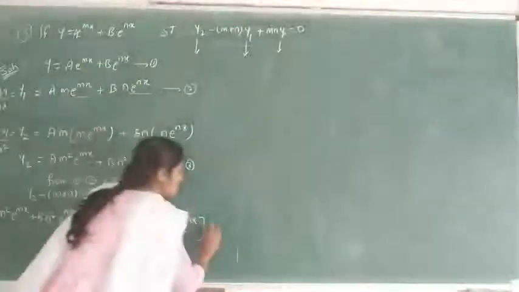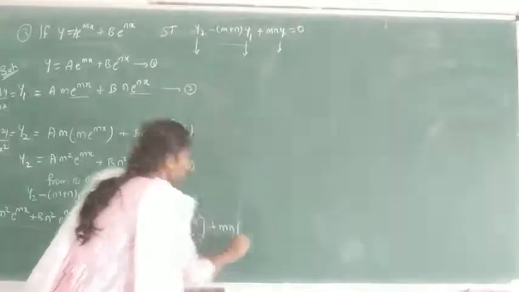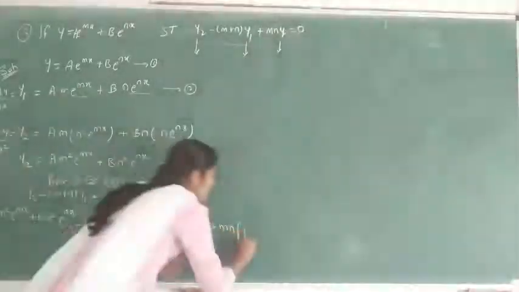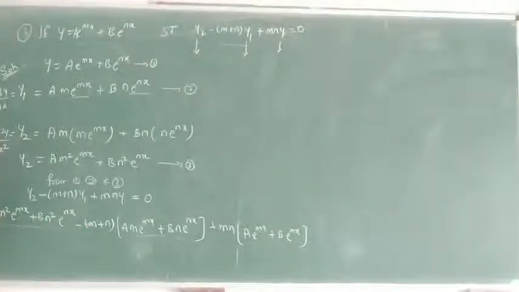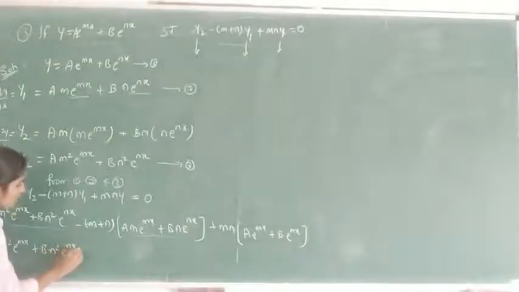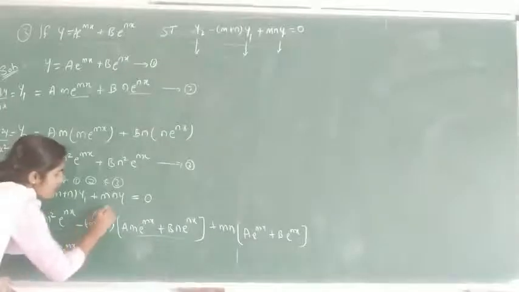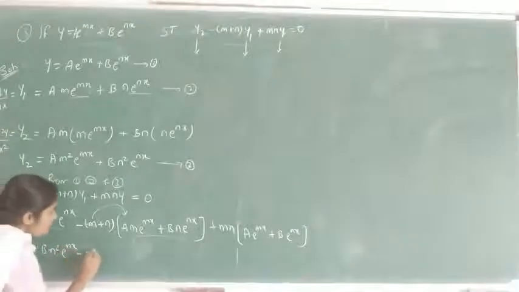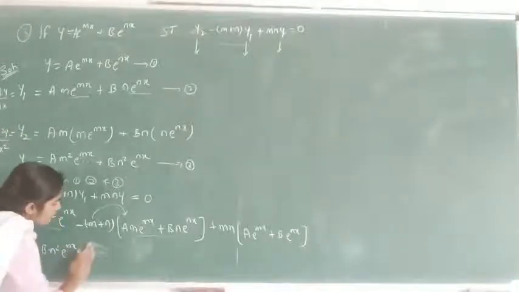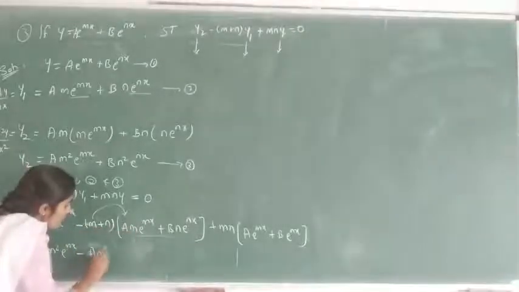So plus mn into y. What is y? Y we have a into e to the power mx plus b into e to the power nx. So this answer should be 0. Let's check what the answer will be. That is a into m square into e power mx plus b into n square into e to the power nx. So minus m into all this term, and n into this term, I have to do.